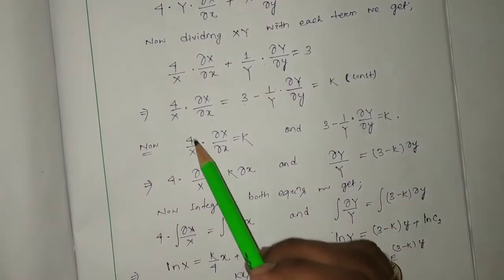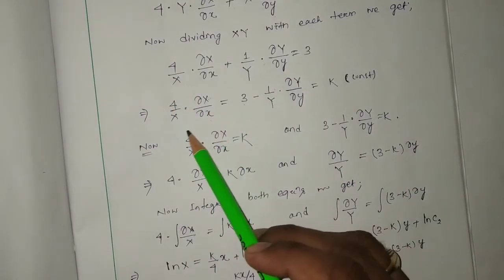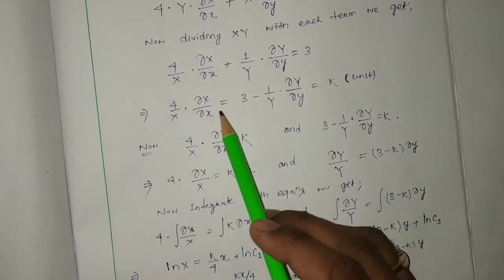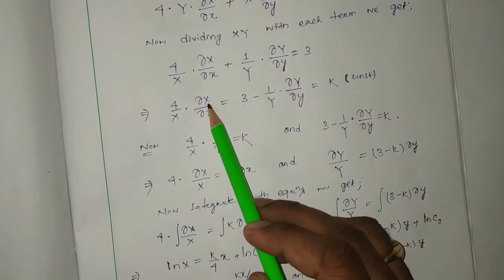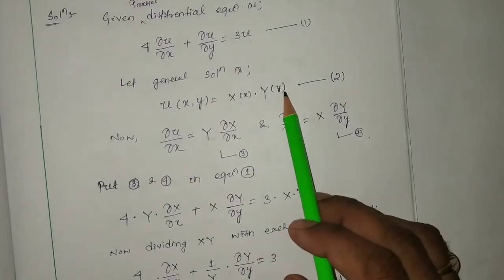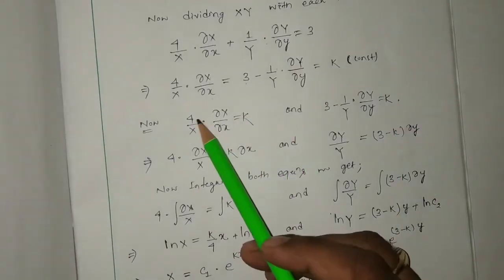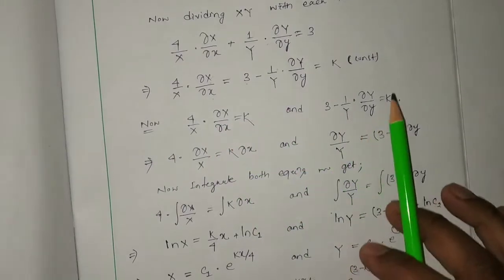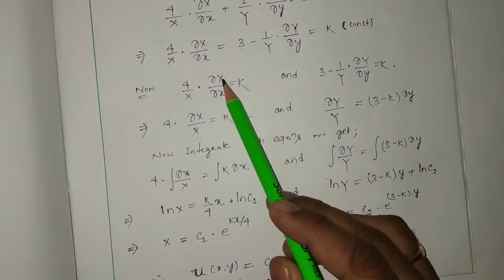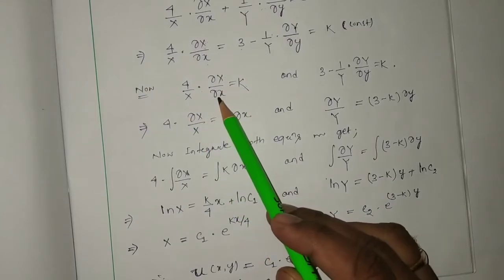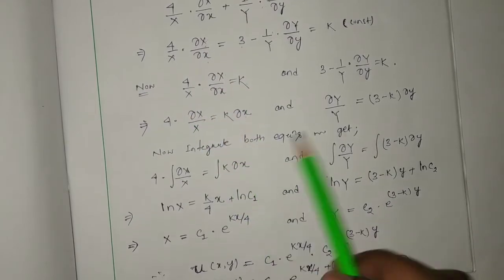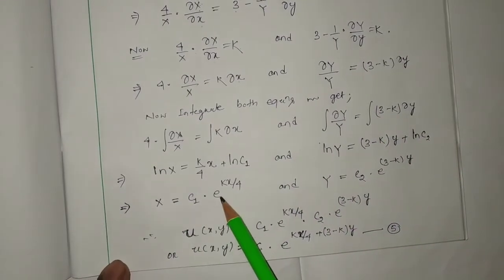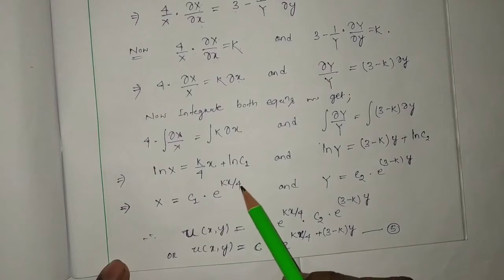Okay, now we have to solve these differential equations separately and find the solution in terms of x and y, and then substitute. Here, 4 by x into del x by del x equal to k. So here 4 into del x by x, taking del x to this side, and we have to integrate this, and we find that x equals c1 into e to the kx by 4.